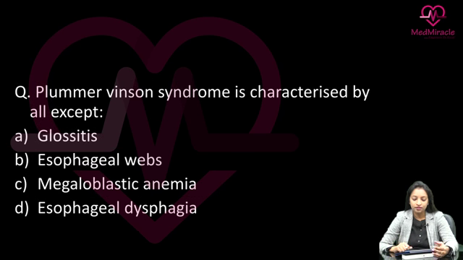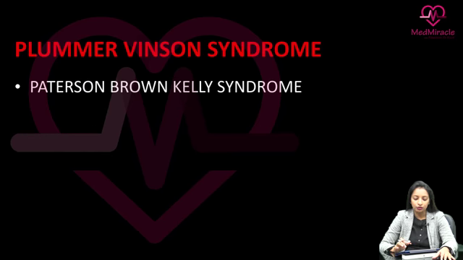So Plummer-Vinson syndrome is characterized by all except: A. glossitis, B. esophageal webs, C. megaloblastic anemia, and D. esophageal dysphagia. The answer to this question is megaloblastic anemia. So what is Plummer-Vinson syndrome? Plummer-Vinson syndrome is also called as Patterson-Brown-Kelly syndrome.